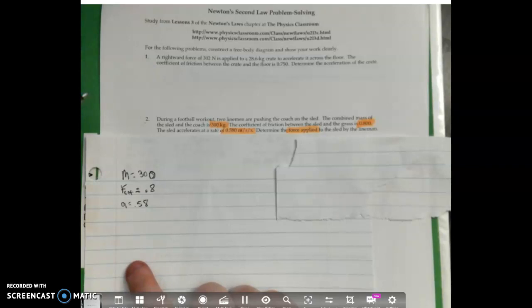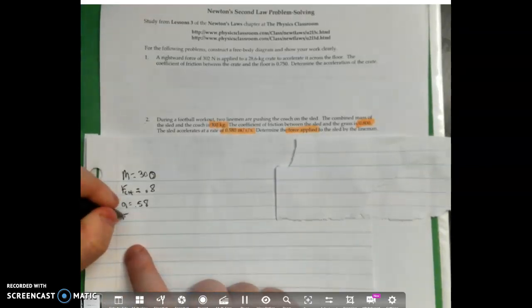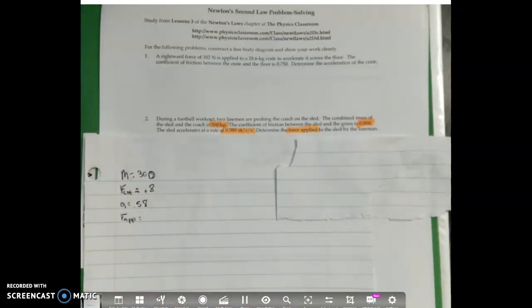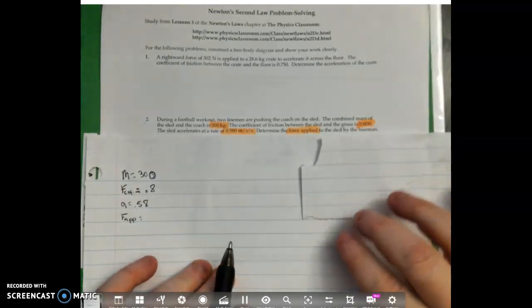Awesome. And we want to know the force applied. I went and highlighted everything because highlighting is very good. Force applied. I'm going to leave that blank because it exists, right? So next, what we're going to do is we're going to write down all our formulas.